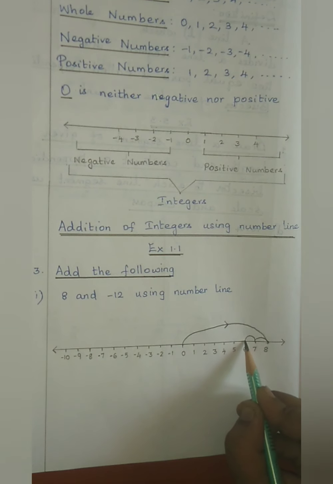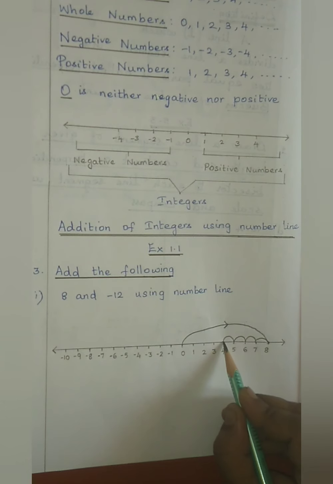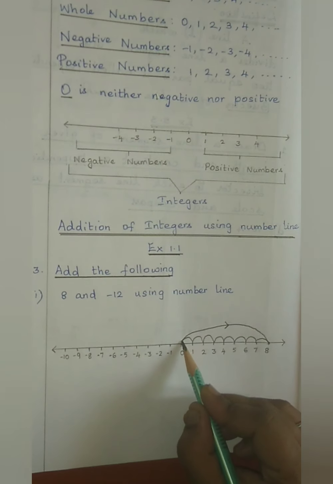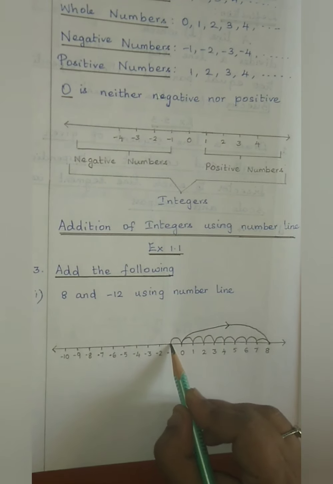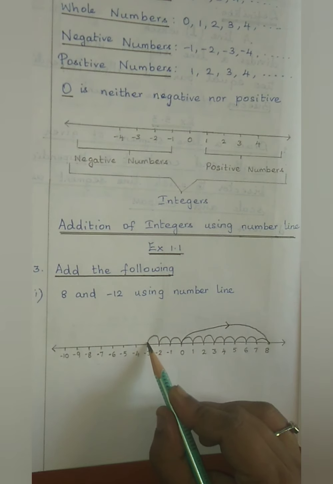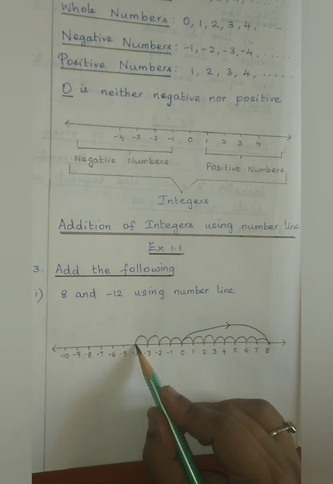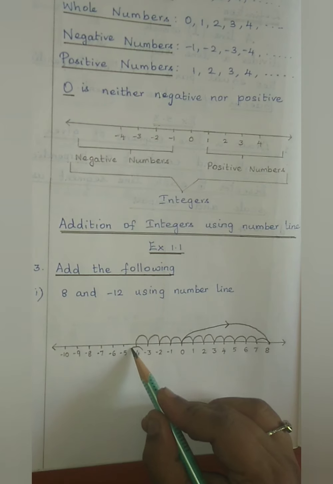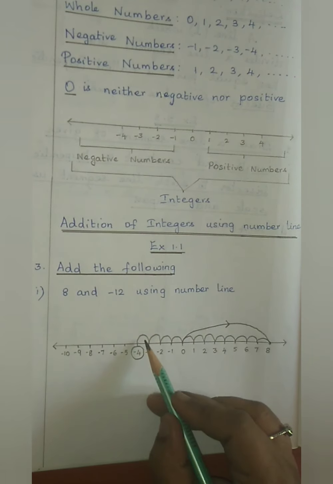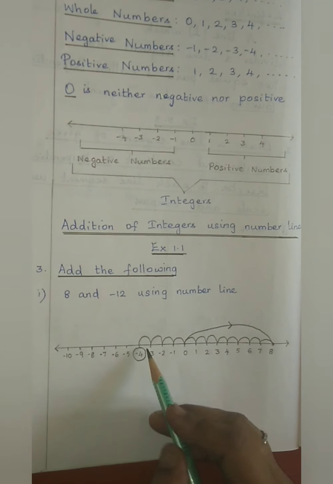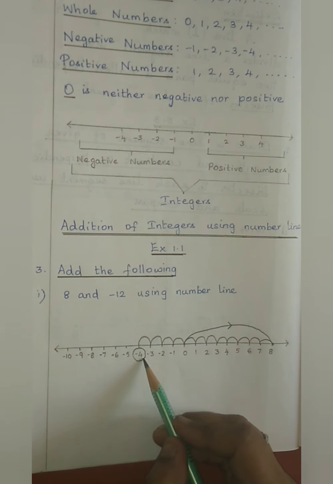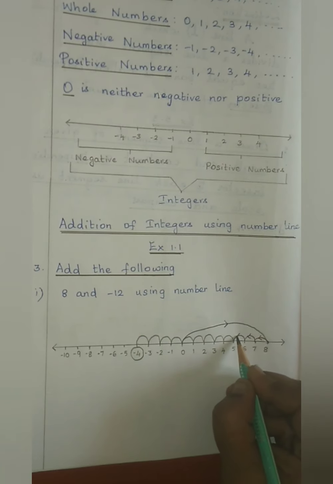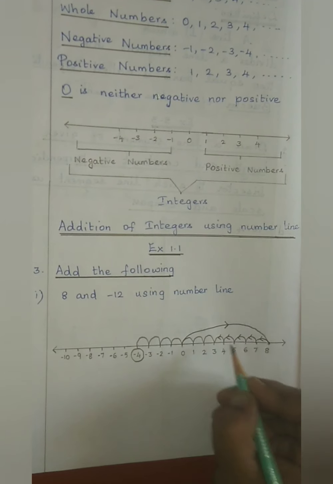1, 2, 3, 4, 5, 6, 7, 8, 9, 10, 11, 12. So now I am at minus 4. So when I add 8 and minus 12, I get the answer minus 4. Since we move towards the left, put the arrow towards the left.